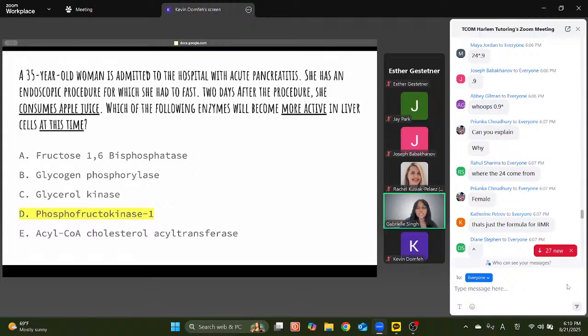Glucose 6 phosphatase, we know that releases glucose into the blood. So that's going to increase your blood glucose concentration. So that's not going to be active. And then does anyone know what E is?